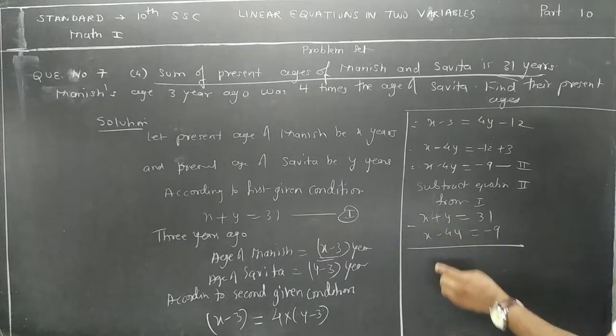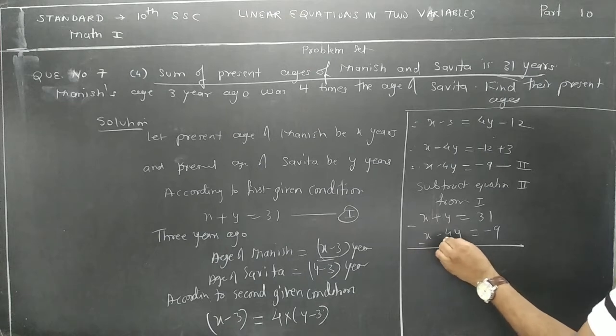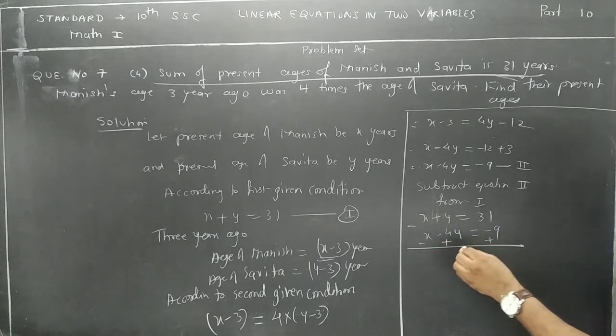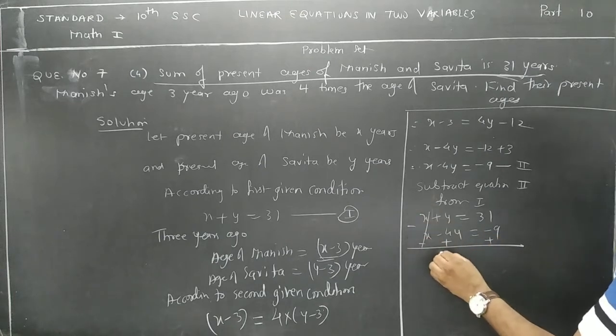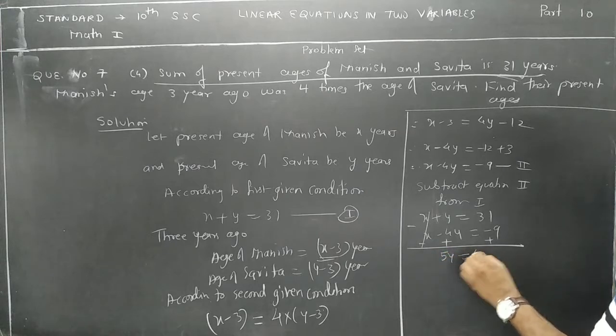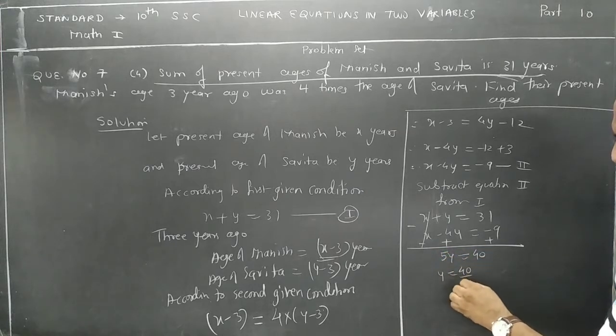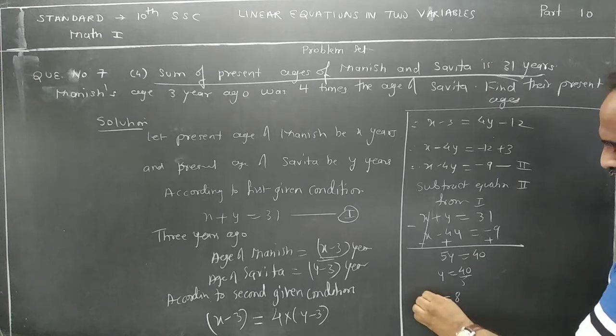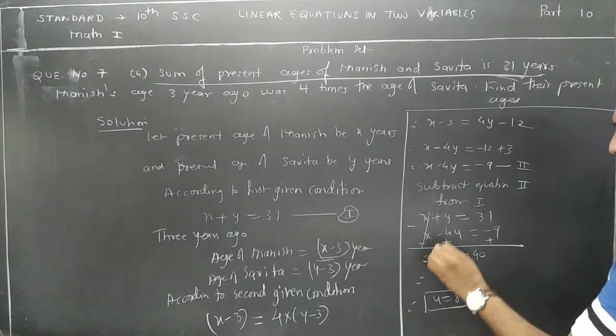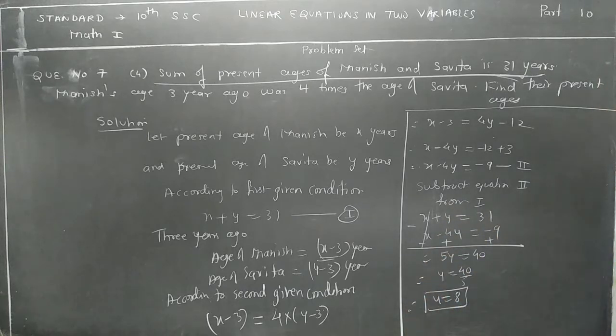When I am subtracting, you have to change the sign. So this gets cancelled. 5y is equal to 40. y upon 5, y is equal to 8. y is equal to 8 we got.